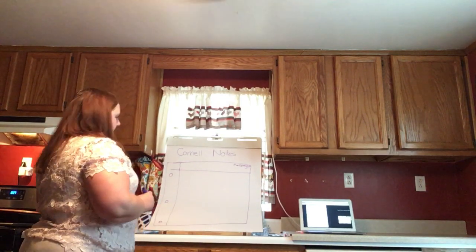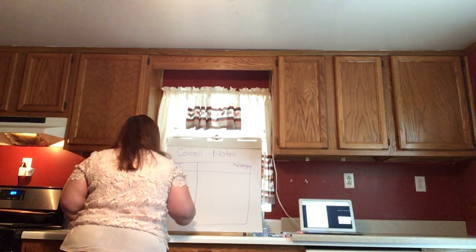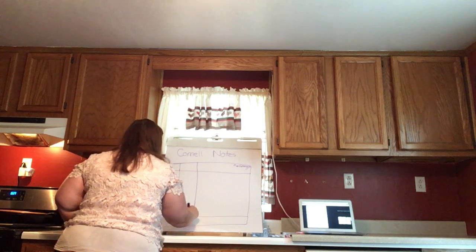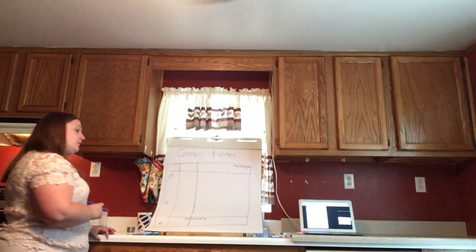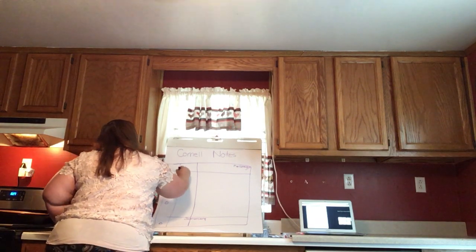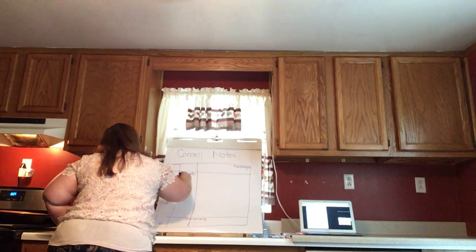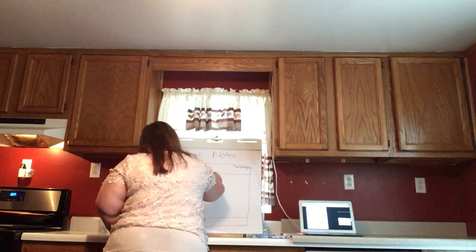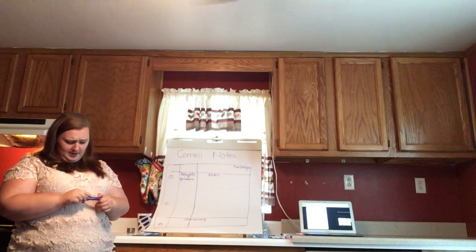Next, we need to set up our paper. When we set up our paper, we have 3 sections. You'll need to draw a line down and a line across. This bottom section will be called your summary. Your top left section is for keywords and questions. It is important for us to label these so that we don't forget what goes where as we are writing. And then your final section is called notes. You need to have plenty of room on your notes side so that you have enough room to write all of your information.